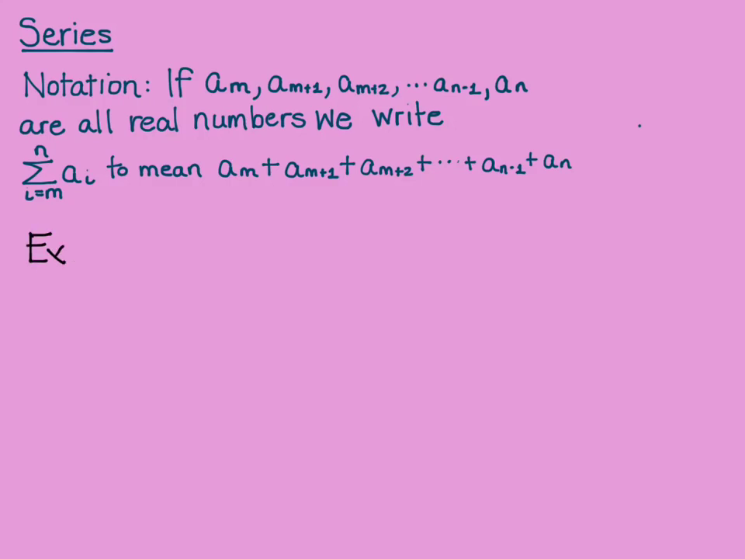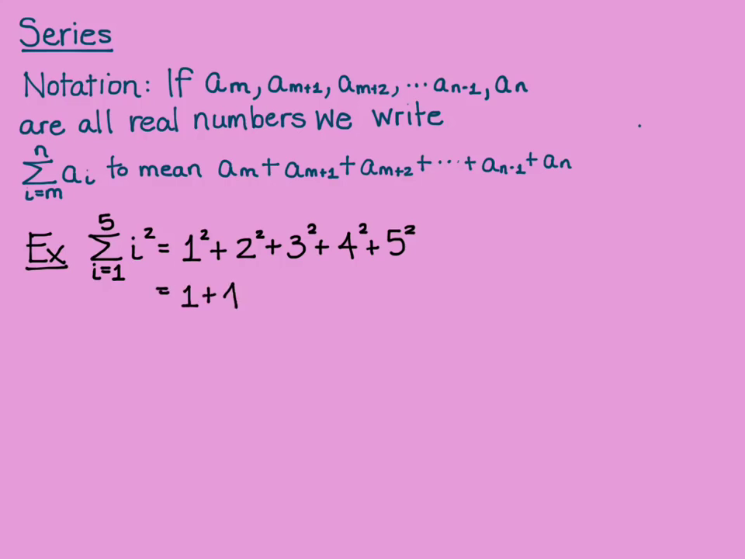Let's look at some examples. For the first example, we're looking at the series, or the sum, as i goes from 1 to 5 of the function i squared. We will expand this out to be 1 squared plus 2 squared plus 3 squared plus 4 squared plus 5 squared. Notice that i starts at 1, that's the value at the bottom, and we keep increasing i by 1 until it stops at 5, which is the top value for i. If we simplify this, we end up with the number 55.